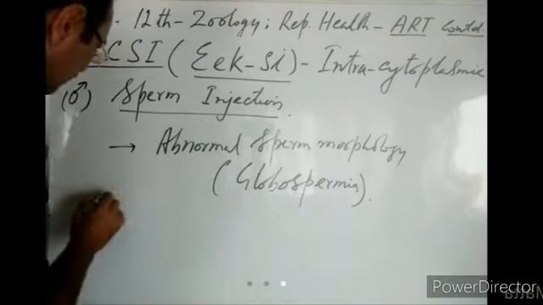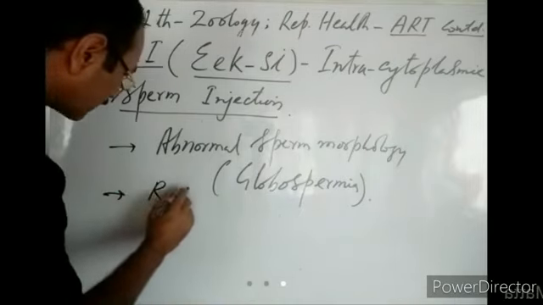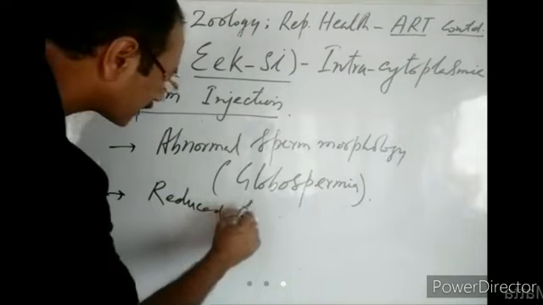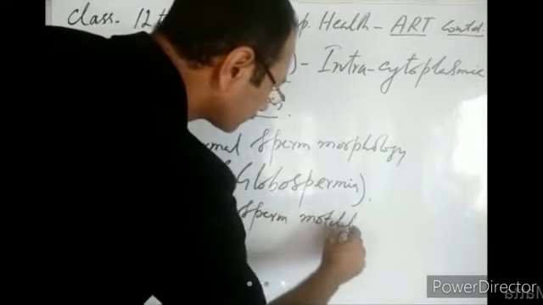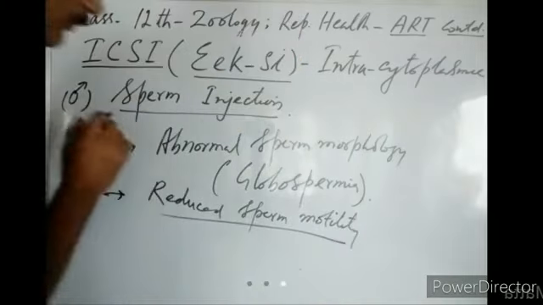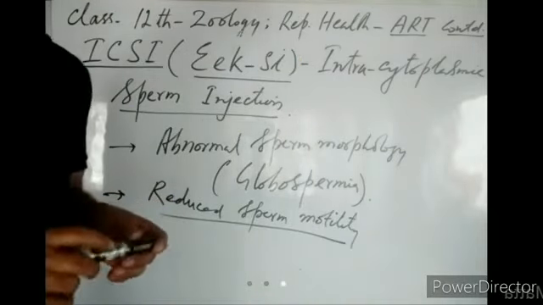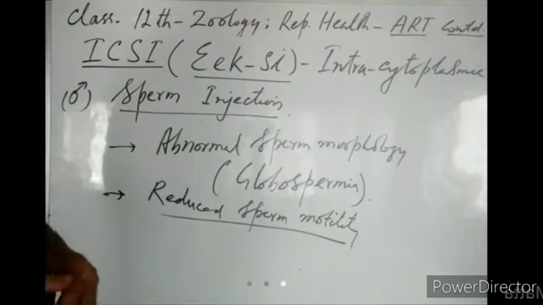Some males have reduced sperm motility. Their sperms are not fully motile, so they are unable to reach the ovum, right? So in both cases, males become infertile.